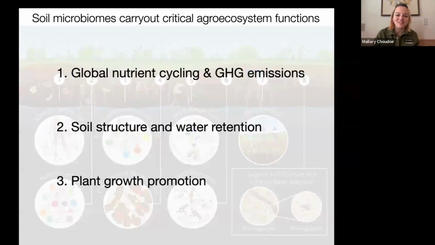So to sum these beneficial functions up, microbes are global nutrient cyclers and controlling the flux of gas between the soil and the air. Importantly, they contribute to soil structure and water retention, and then also plant growth promotion.